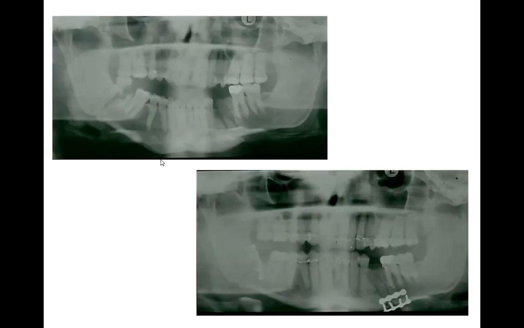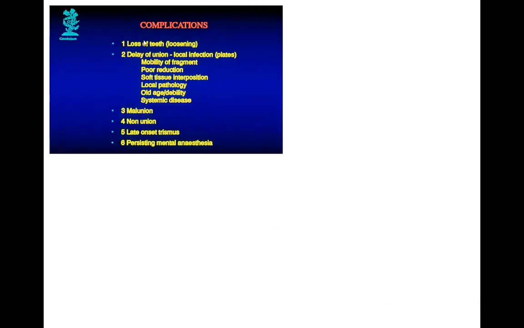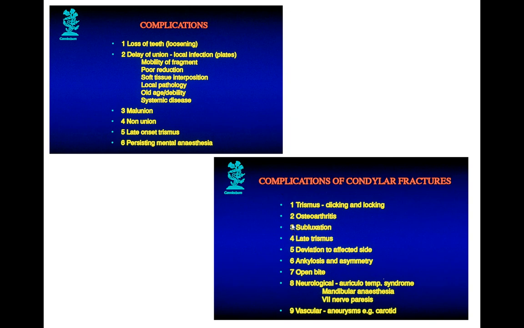All these are the complications usually associated with fractures. Here, there's a fracture. It's not a proper way of treatment. It's not healed completely. What are the complications? There's a loose tooth, loss of teeth, delayed union, malunion, non-union, late onset of trismus, persisting mental nerve anesthesia.